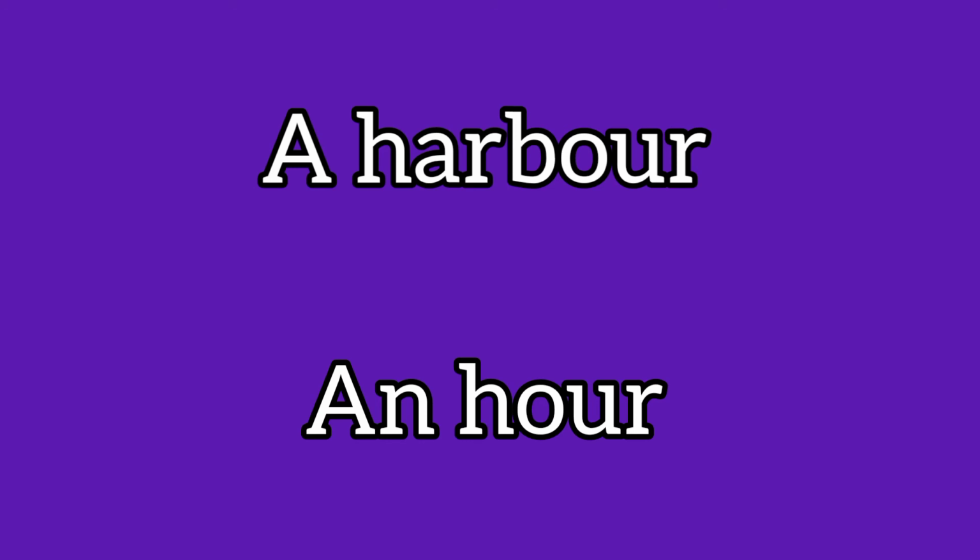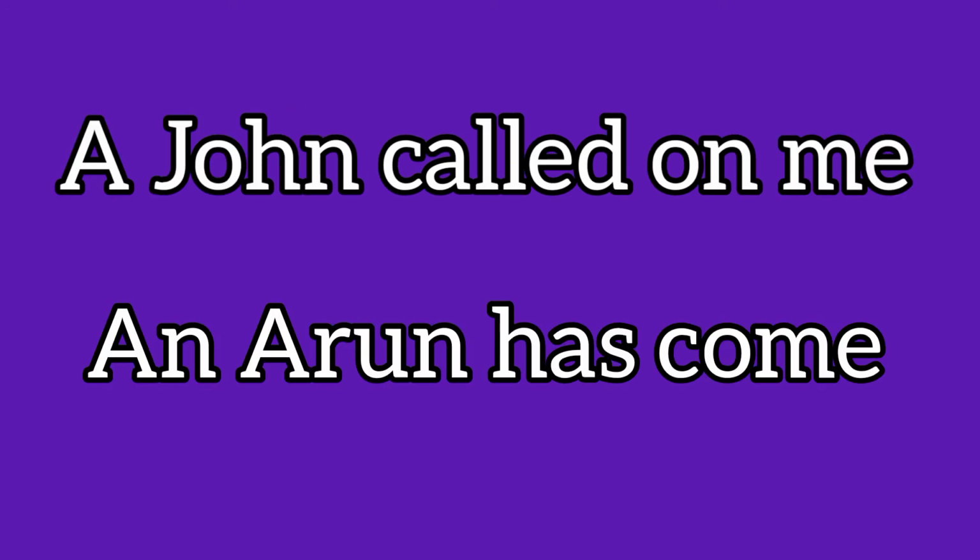Now, another important use of a and an. A and an are also used before the names of unknown persons. For example, a Mohan came to visit me. Here, Mohan is not a singular countable noun, it is a proper noun. But I am saying a Mohan came to see me. What I mean to say is, I do not know the person, but I know his name. I just know his name, he is not acquainted with me very well.